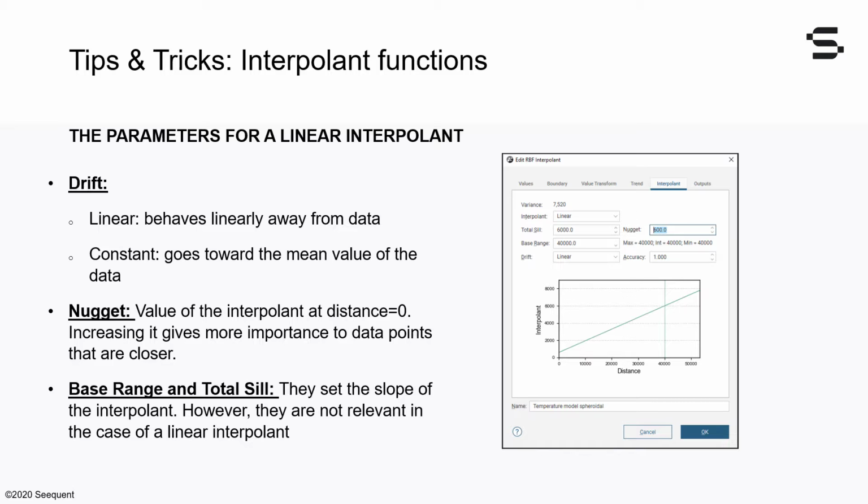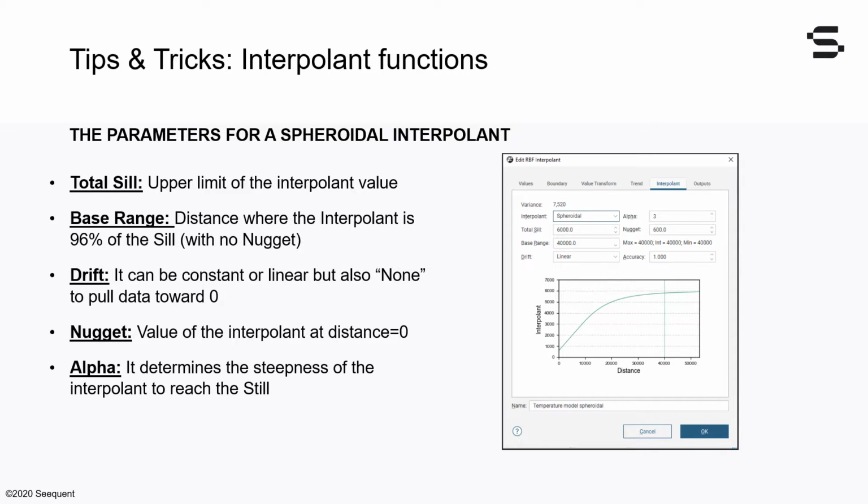The second parameter is the nugget. It represents the local anomaly in values. Graphically, it is the value of the interpolant at a distance of 0 from the existing data. Increasing the nugget will place more emphasis on the average values of the surrounding samples. The base range and the total sill define the slope of the interpolant. The base range is the distance where the interpolant becomes the total sill. In the case of a linear interpolant, changing the base range or the total sill doesn't have any influence on the interpolation. These parameters are shown in Leapfrog for the sole purpose of switching easily between a linear and a spheroidal interpolant.